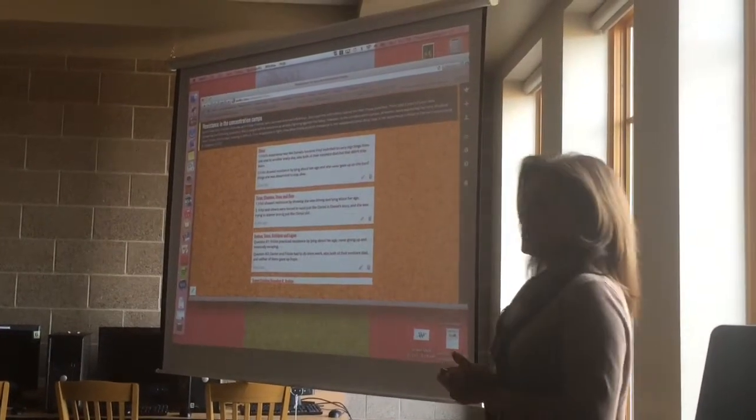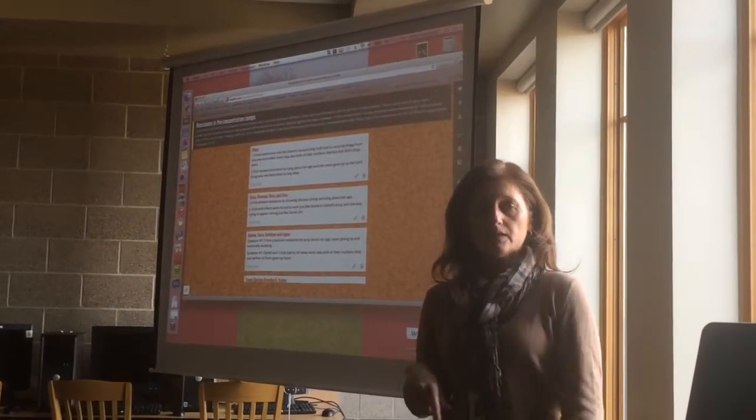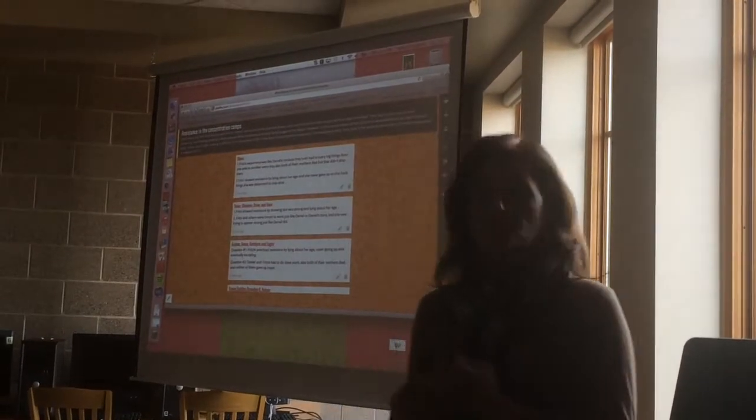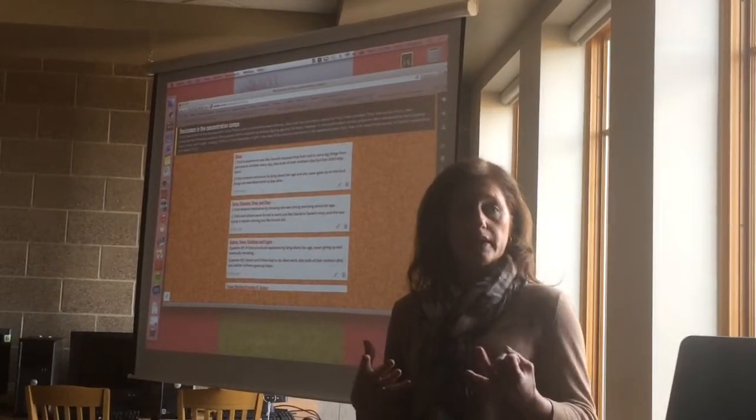What they do in a lit circle is each one of them has a different role, and it rotates every week. So one might be a discussion director, where they come up with 2 good, juicy questions to share with the group, and then they discuss those questions based on the reading.